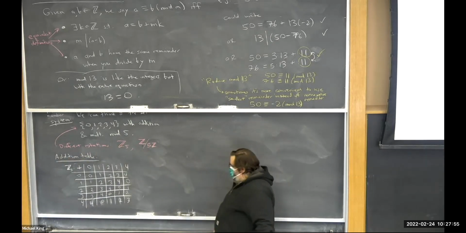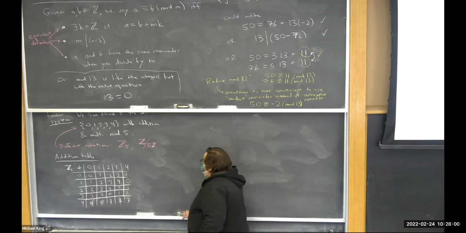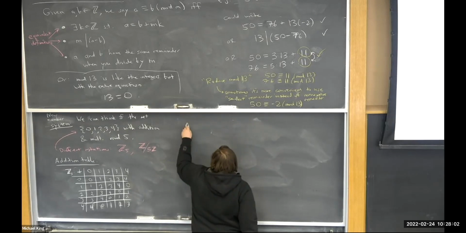Does that make sense, what we're doing? Every time we get above the mod, we're just reducing down. And we can do the same thing. We can make a multiplication table also, right?